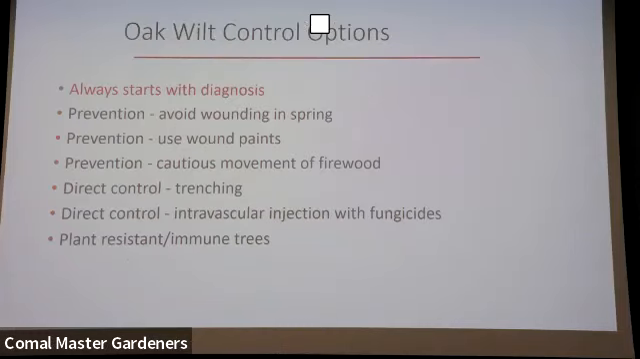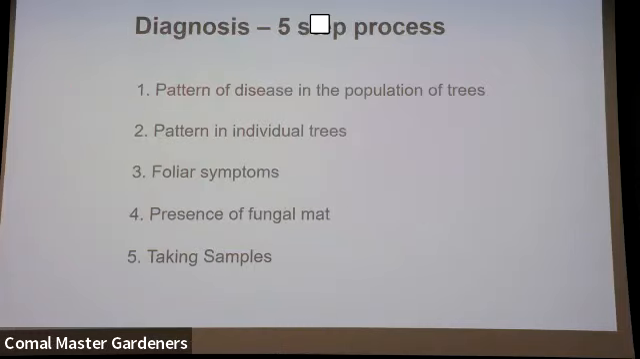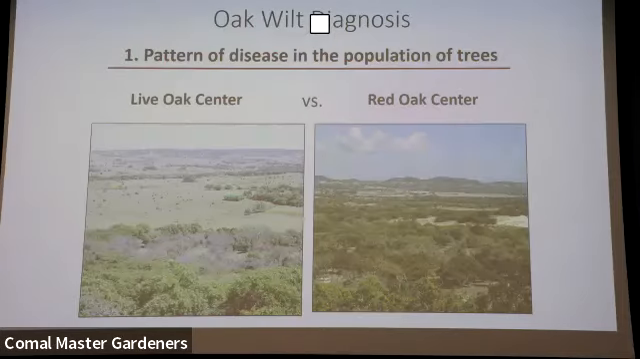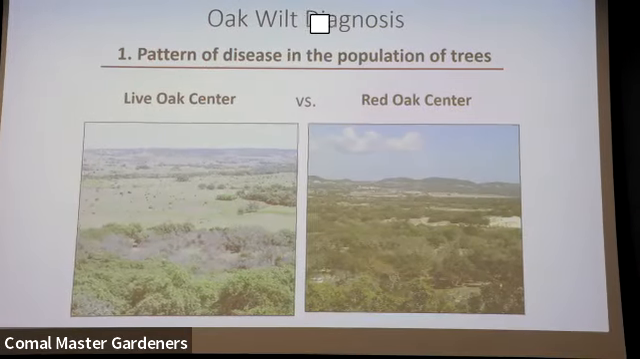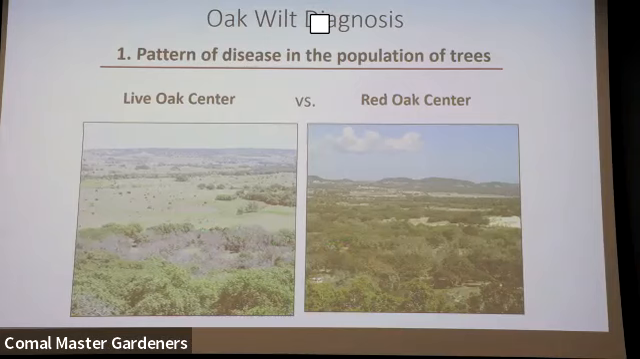Okay. So how do we diagnose oak wilt? Well, I've got this 5-step process. I'm just going to go through them one at a time. Number one, the pattern out there. When you see a center of diseased trees like this, and the trees are dying on the outer perimeter, moving out like that, you're pretty sure it's oak wilt.